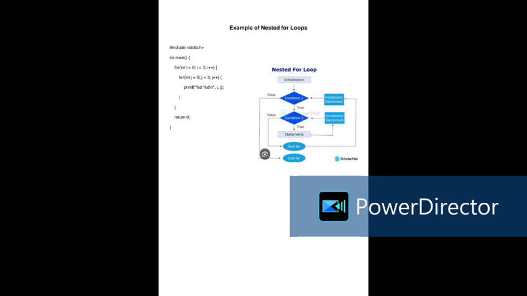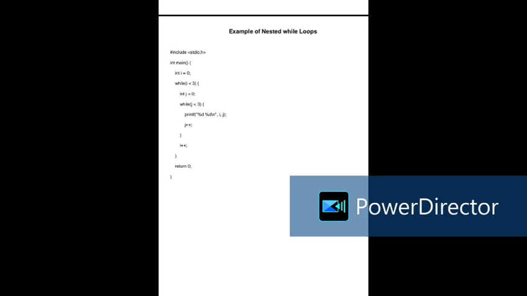This prints all pairs from 00 to 22. Such nested loops are essential in traversing 2D arrays or grids. Mastering nested loops enables you to work with more complex data structures efficiently.